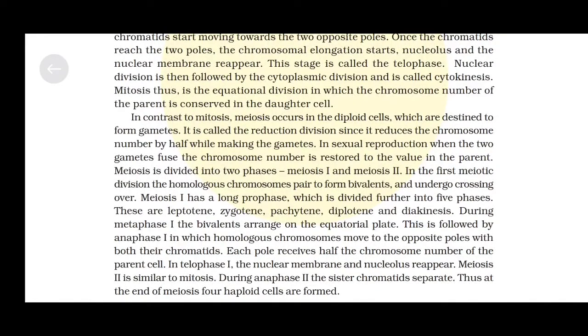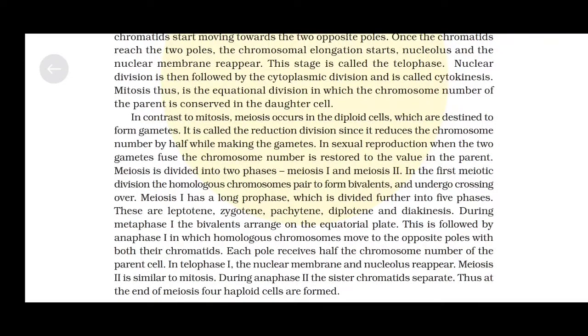In contrast to mitosis, meiosis occurs in diploid cells, which are destined to form gametes. It is called the reduction division since it reduces the chromosome number by half while making the gametes. In sexual reproduction, when the two gametes fuse, the chromosome number is restored to the value in the parent. Meiosis is divided into two phases, meiosis 1 and meiosis 2. In the first meiotic division, the homologous chromosomes pair to form bivalents and undergo crossing over.